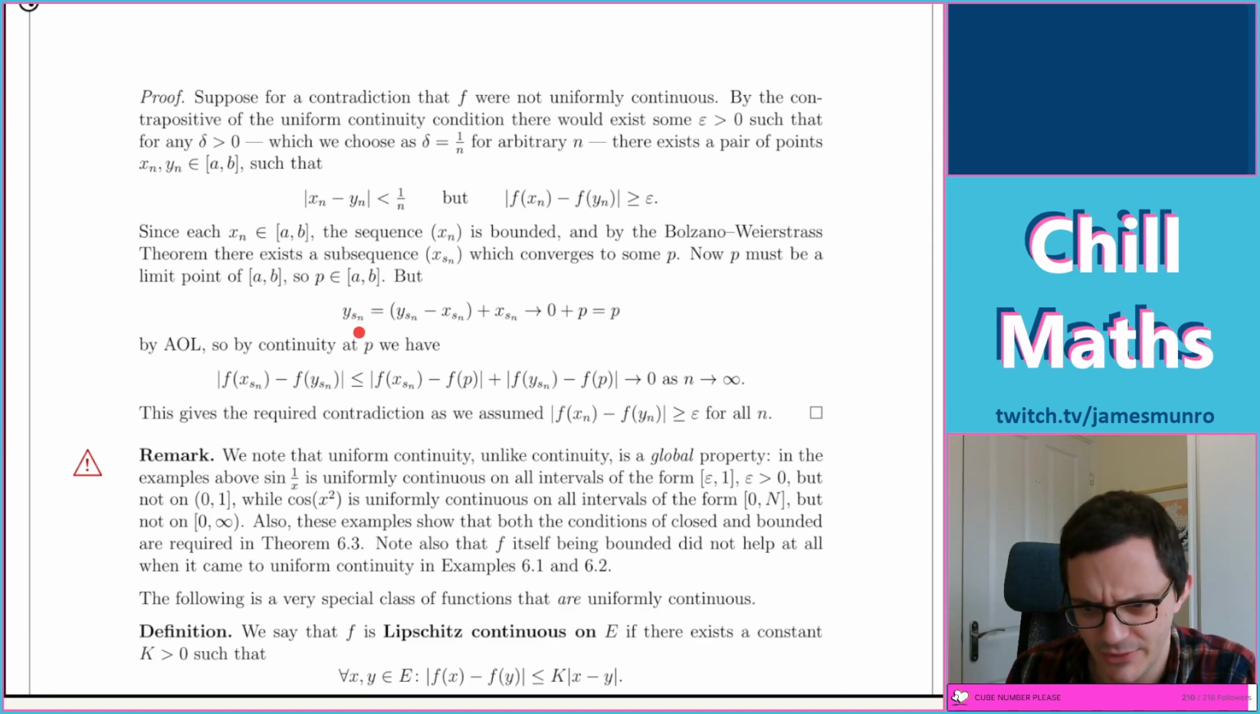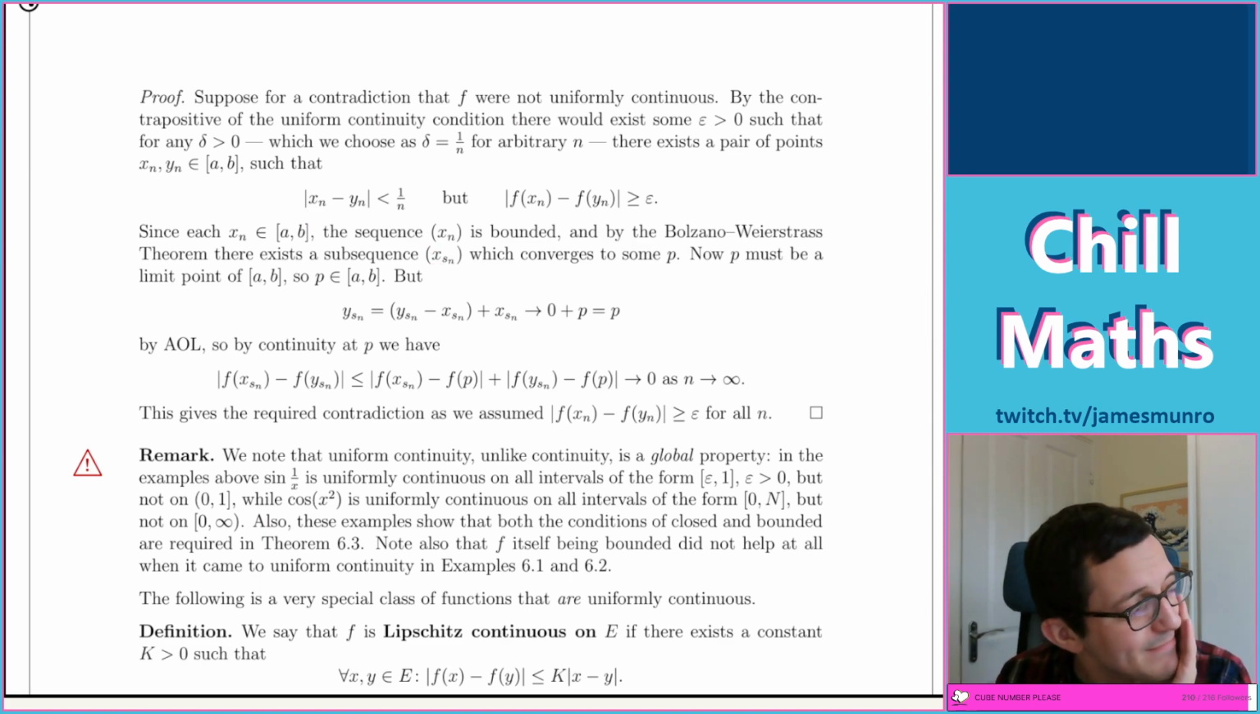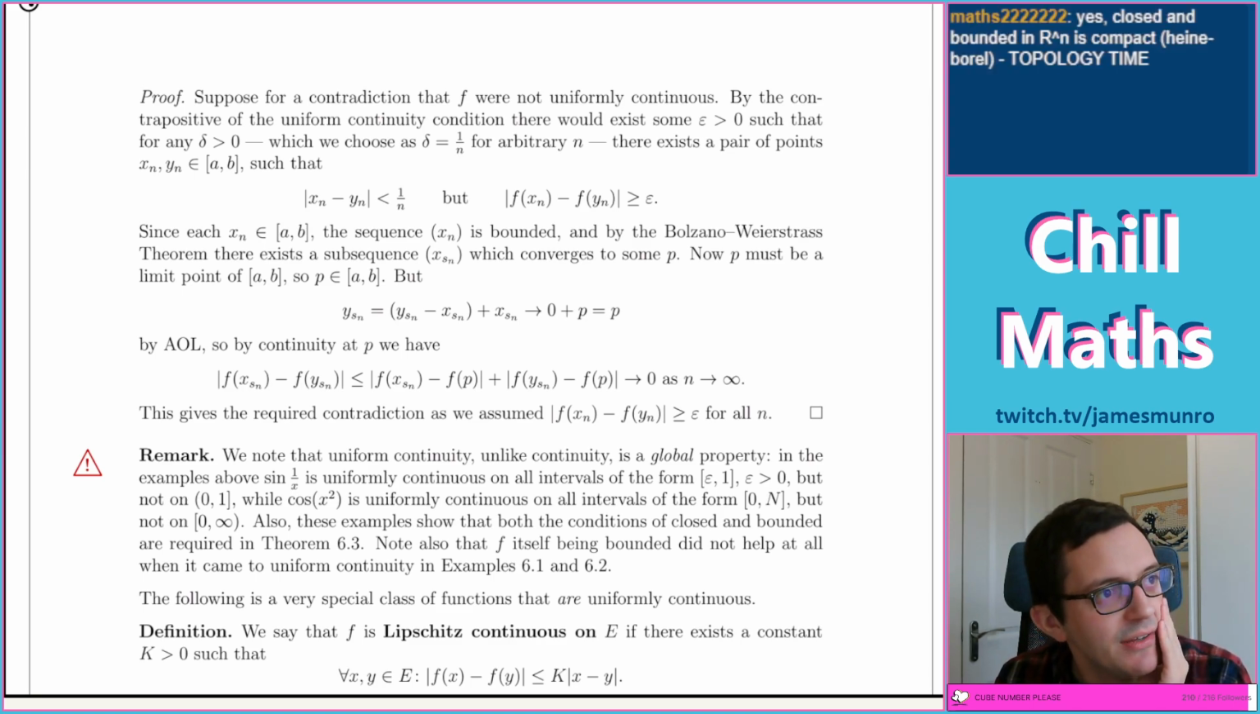Oh gosh, what's going on here? The y's tend to the same place. Good. Because the difference between them is tending to 0. So if one of the sequences is convergent, the other sequence is also convergent. We're talking about subsequences, sorry. Oh yeah, because we've got 2 sequences. So you take a convergent subsequence of one of them.